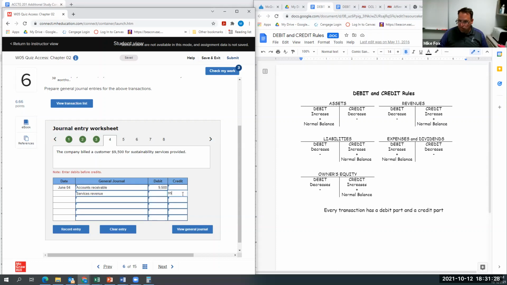If we were to translate this into normal everyday English, we'd be saying, I earned $9,500 by providing services to somebody, but I'm not receiving it in cash yet. Instead, I'm billing them and they owe it to me, and I'll receive it in cash in the future.